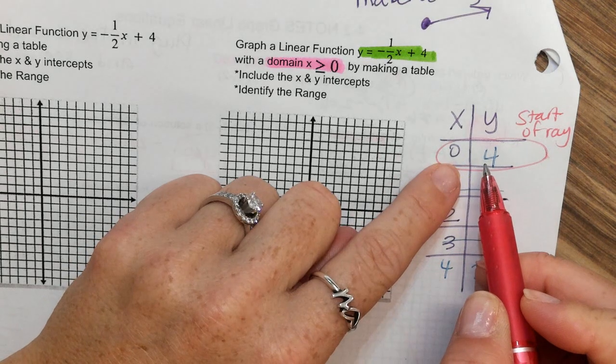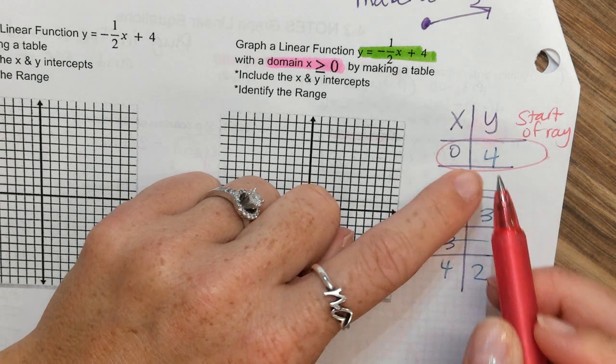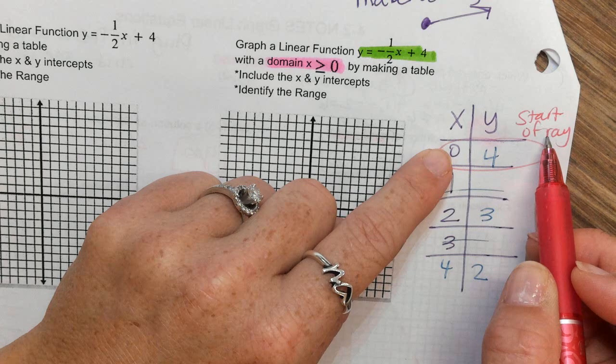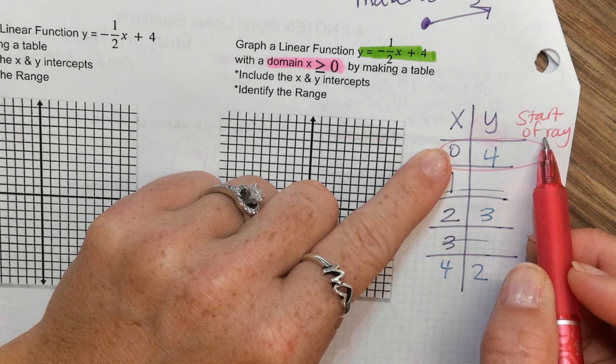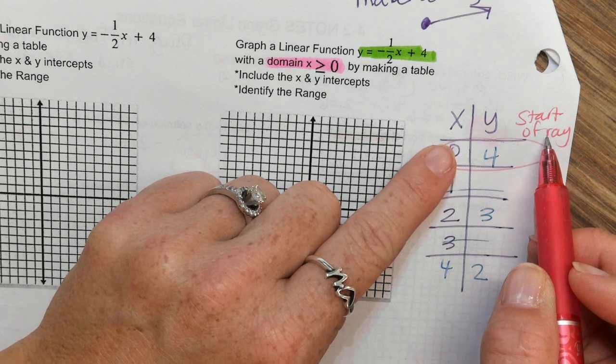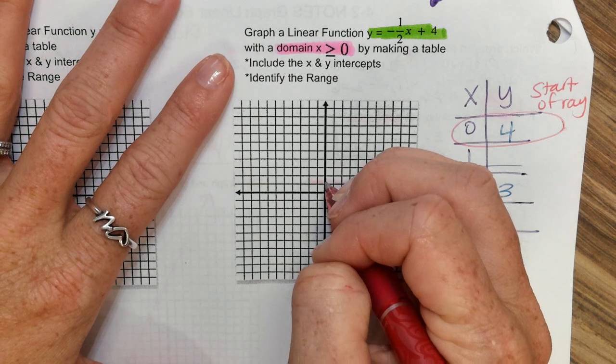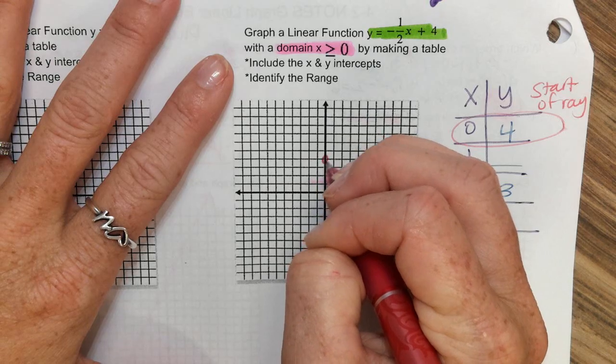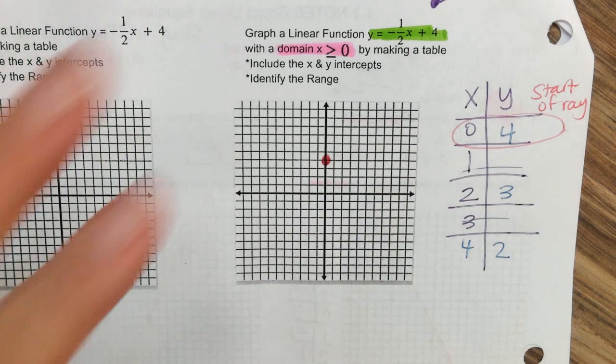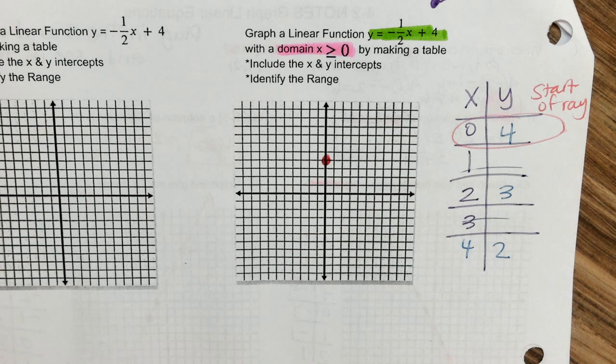All right. Now listen to what I'm telling you and do it exactly this way on your assignment. Graph the first dot and make it very big. It's the start of your ray. So make it bigger than all the other dots so you don't get confused which way your ray goes. So go to the x-axis to 0 and go up 4. Put a giant dot so you know that's the start of your ray.